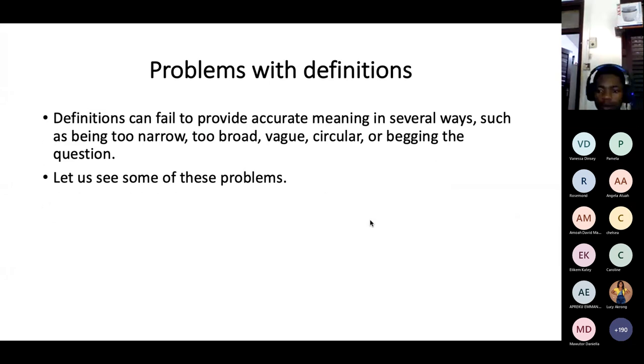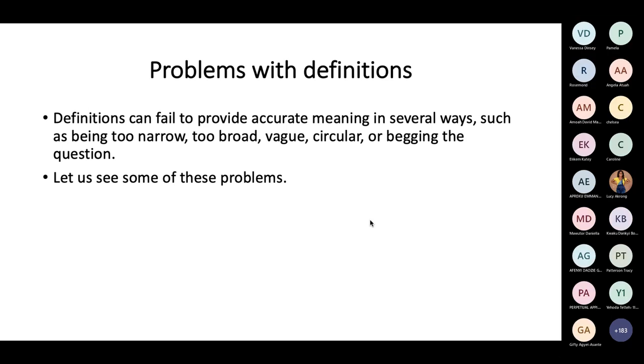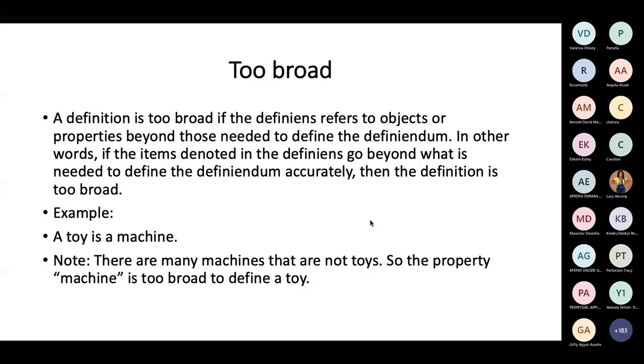Now, having understood different types of definitions, it is time to look at some problems with definitions. Definitions are supposed to be accurate. Wherever they are not accurate, there is one problem or the other. So we've summarized the most basic problems of definitions. First of all, a definition could be too broad. A definition is too broad if the definiens refers to objects or properties beyond those needed to define the definiendum. In other words, if the items denoted in the definiens go beyond what is needed to define the definiendum accurately, then the definition is too broad.